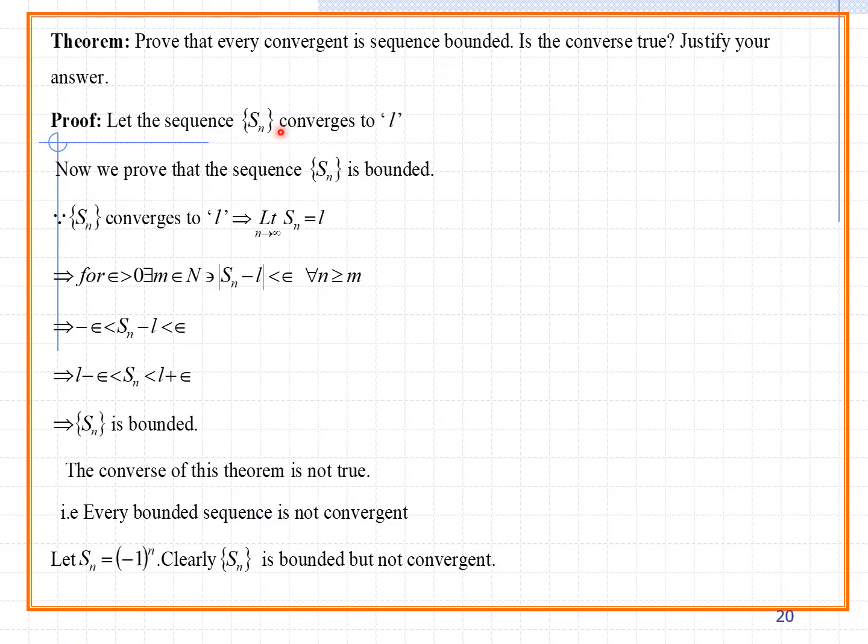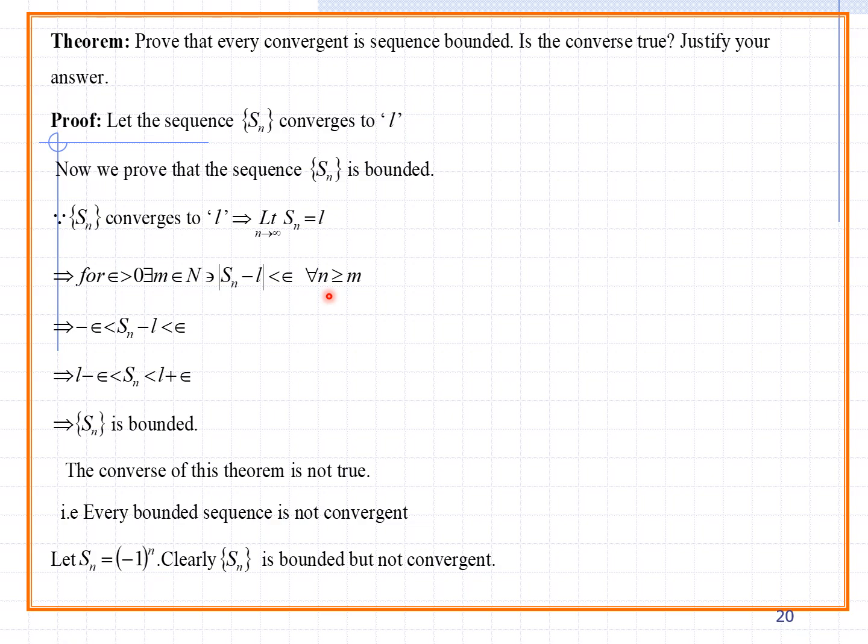Let the sequence Sn converge to L. Now we prove that the sequence Sn is bounded. You can take the convergence property and prove Sn is bounded. So what is the convergence? Since the sequence Sn converges to L, limit n tends to infinity Sn equals L, for all epsilon greater than 0, there exists m belonging to N such that modulus Sn minus L less than epsilon for all n greater than or equal to m.